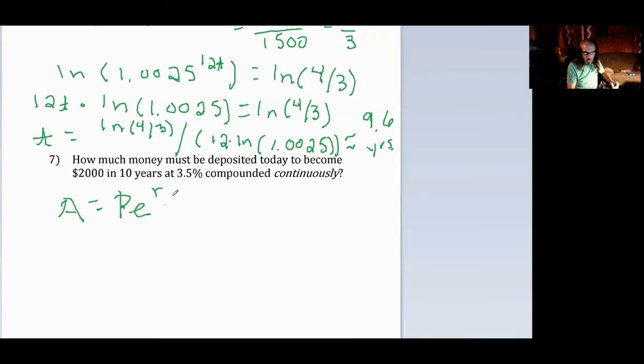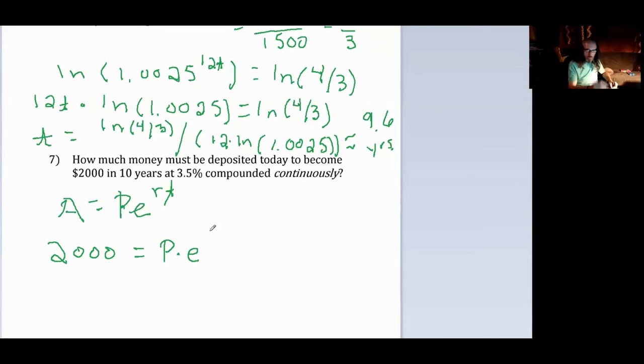If it weren't for R times T being up in the exponent, I'd read that as A equals PERT, for PERT shampoo, if you like. Now here we've got 2,000 as a future value in 10 years, and we need to know how much money is being invested at the beginning.